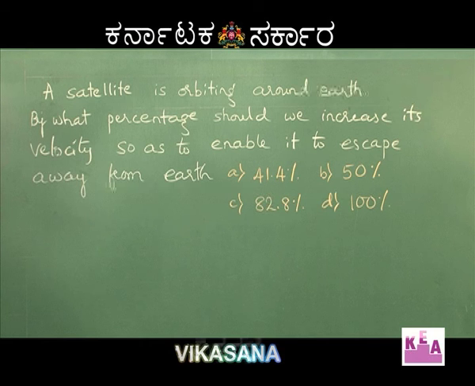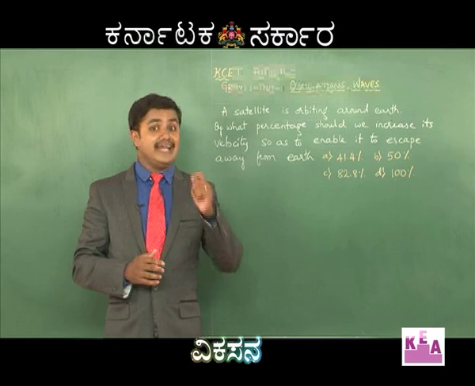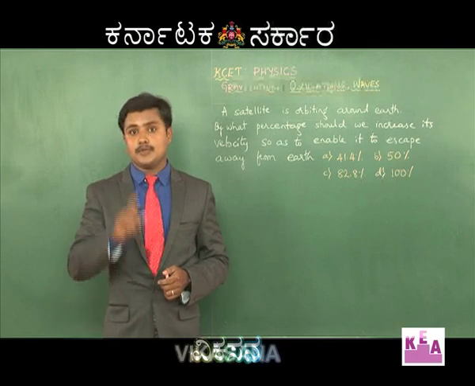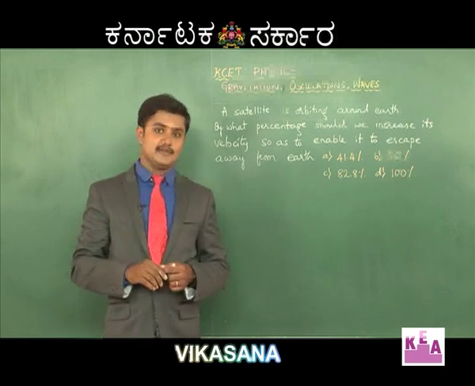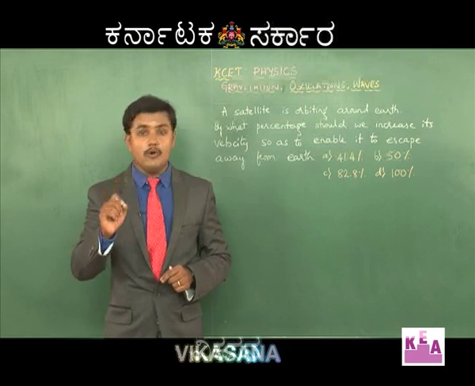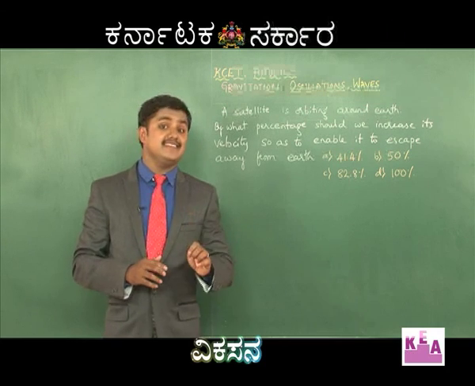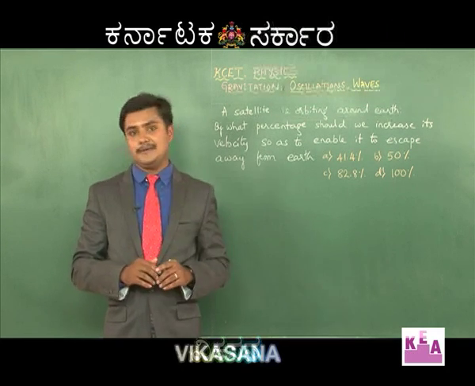Dear students, to solve this problem, we need to have the idea of expressions for orbital velocity and escape velocity. Orbital velocity is given by the expression VO is equal to root of GR, VE is equal to root of 2GR.